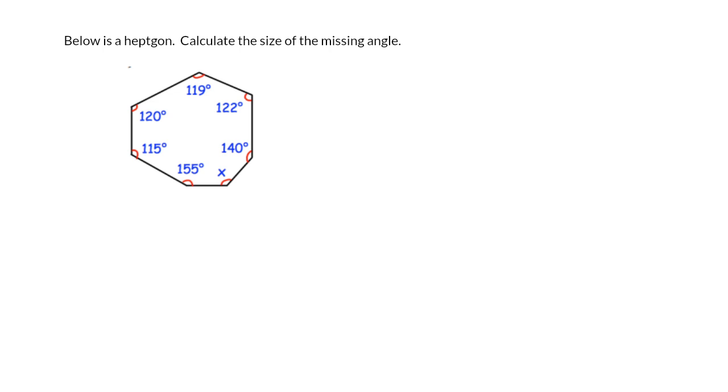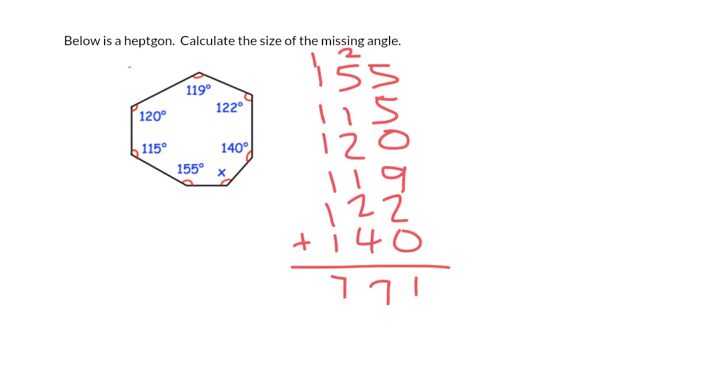Now here I've been given a heptagon. It doesn't mention the word regular, so that means that my angles are all different. So first of all, I add up the angles that I know. So they add up to 771 degrees. So now I need to work out what a 7-sided shape should add up to.